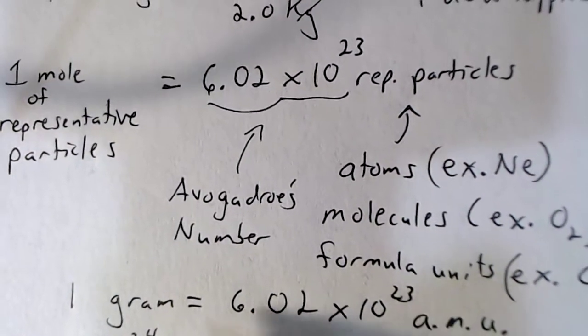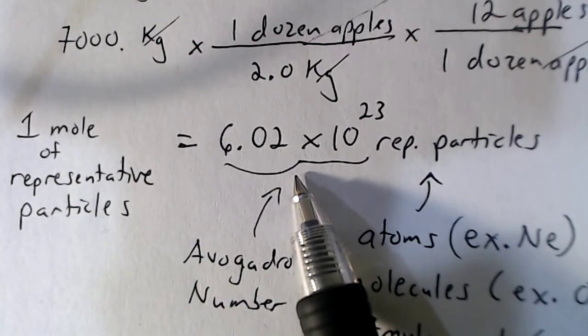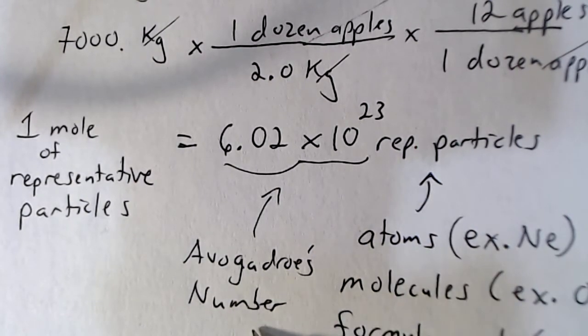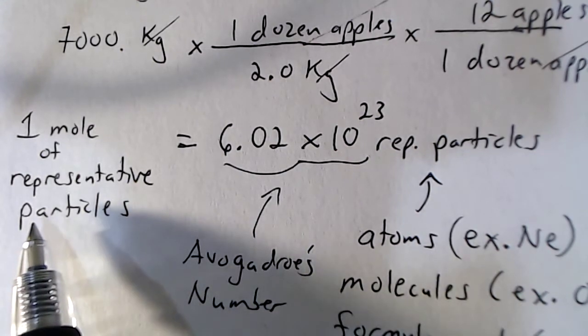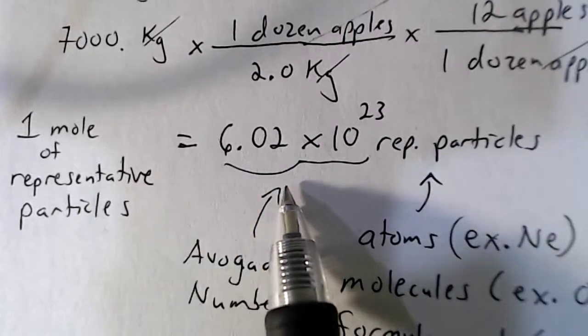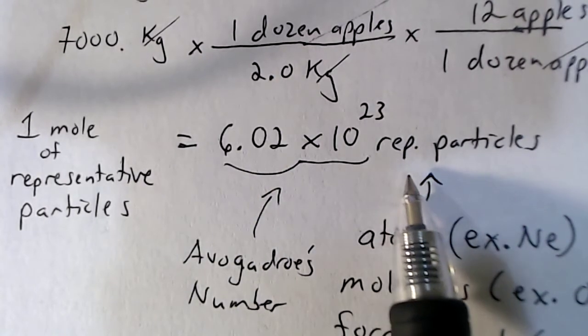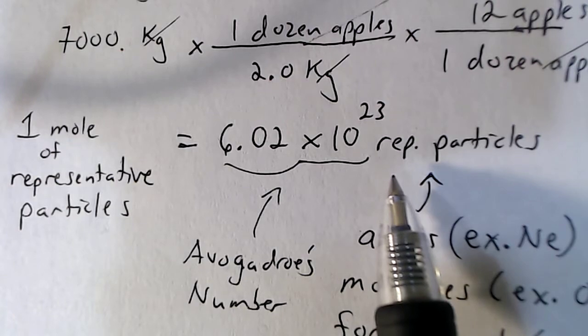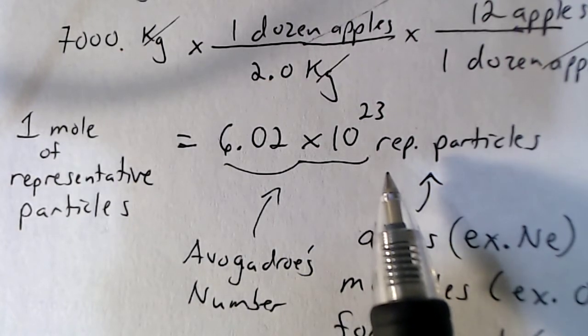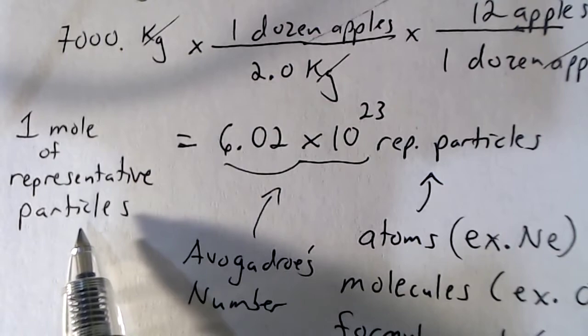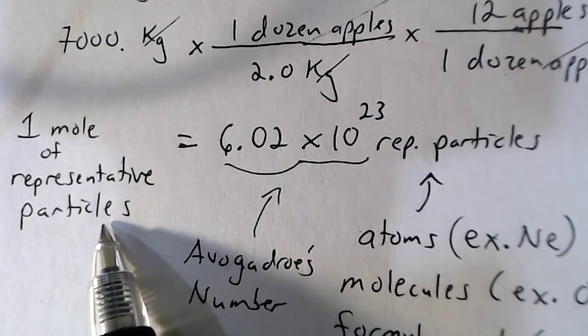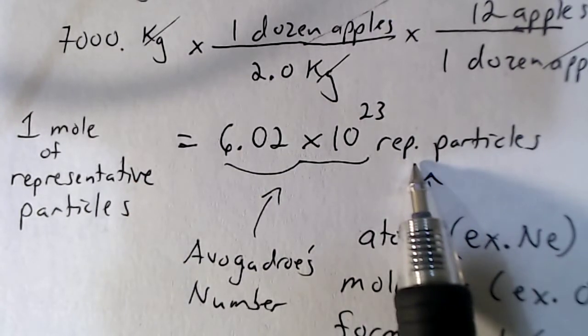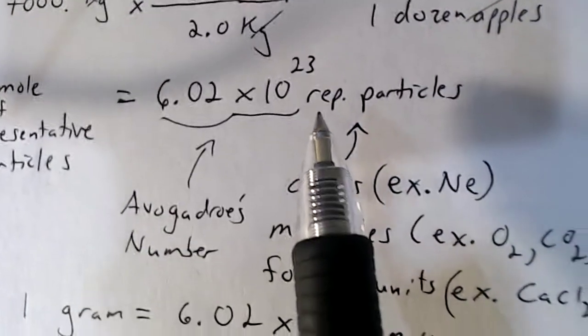Recall that an atomic mass unit is the mass of a proton or neutron approximately. So this number, you're going to be dealing with it all the time. We even gave it a name. This is Avogadro's number. So 1 mole of anything is equal to 6.02 times 10 to the 23 of anything. You could have a mole of cherries or a mole of basketballs. But in chemistry, 1 mole of representative particles is equal to 6.02 times 10 to the 23 representative particles. And representative particles can mean 3 different things.